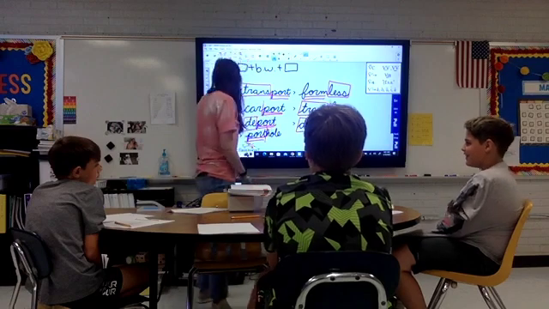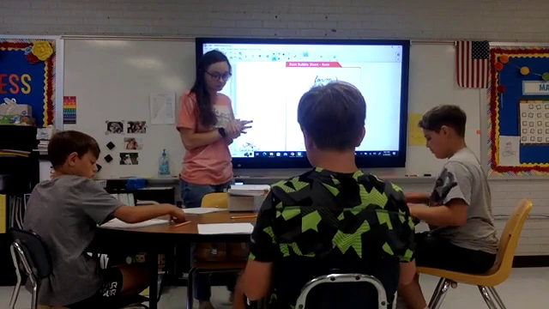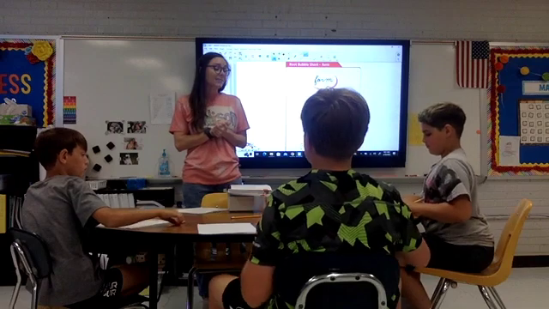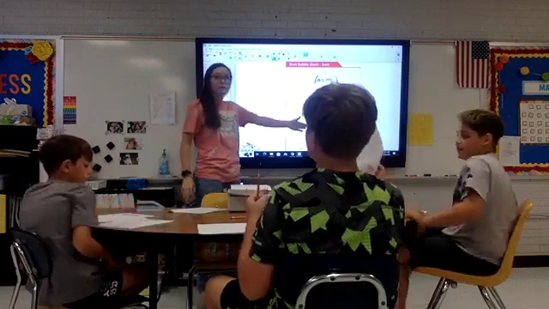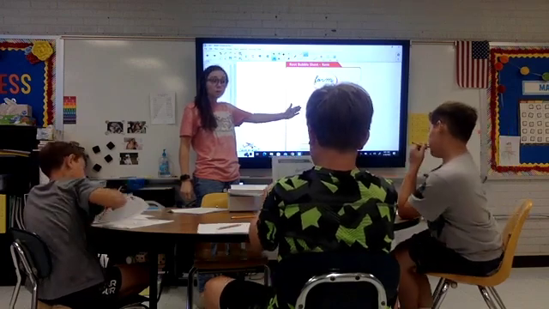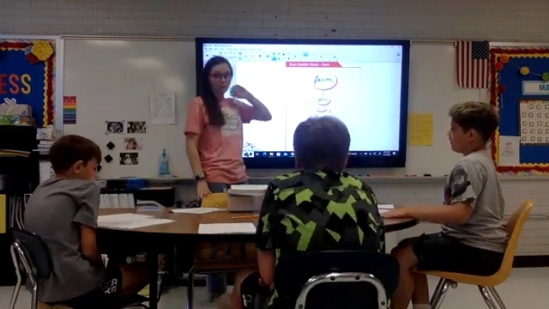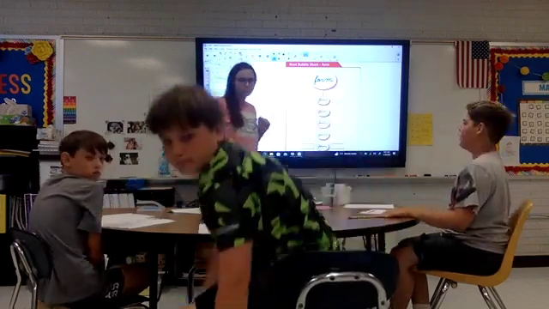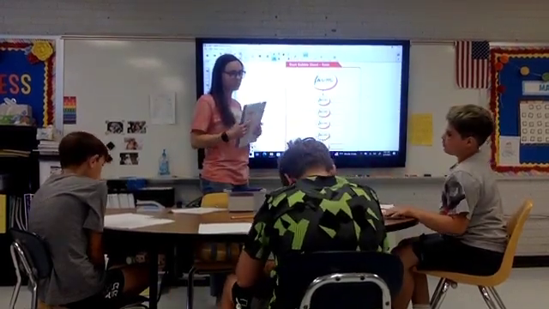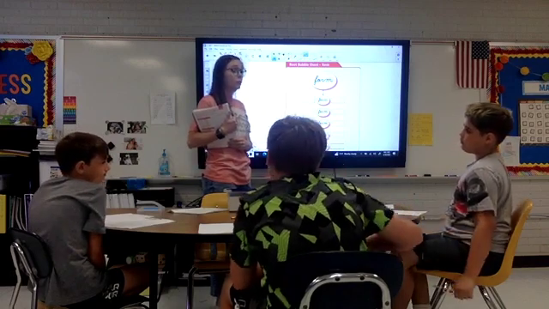Let's turn to the next page and look at our bubble sheets. This one we're going to add prefixes and suffixes to the root. A base word or a root plus a suffix or a prefix is called a derivative. What do you do with the band? You perform, right?